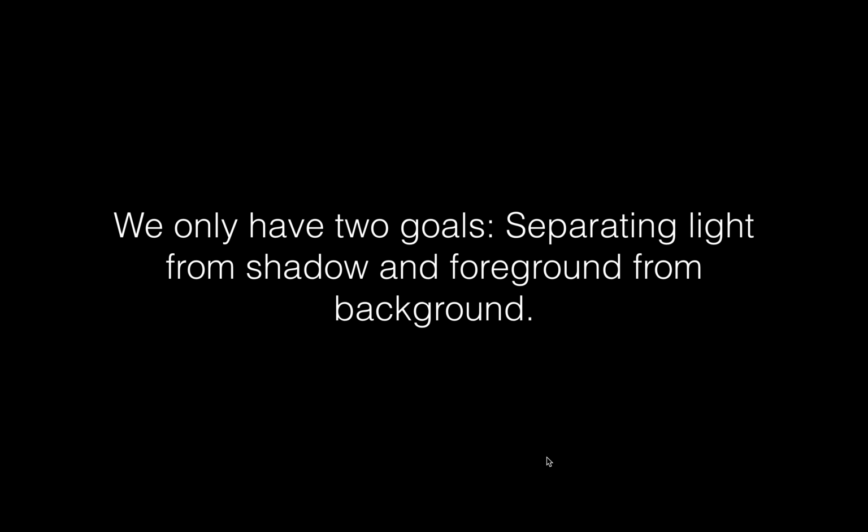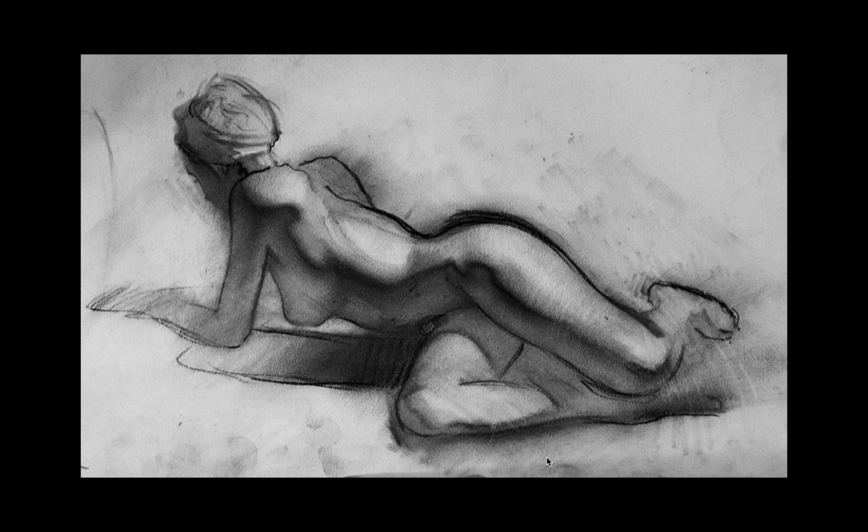We only have two goals really when we're talking about this subject, and that is separating the light from the shadow and then the foreground from the background. Like you can see here, I'm going to show you two drawings. This one is really showing the way that line can separate the foreground from the background, and the way that the shadows are forming the different planes of the body there in the foreground.